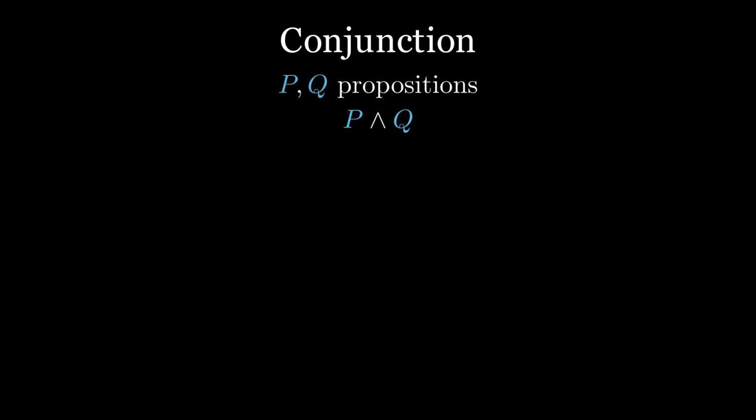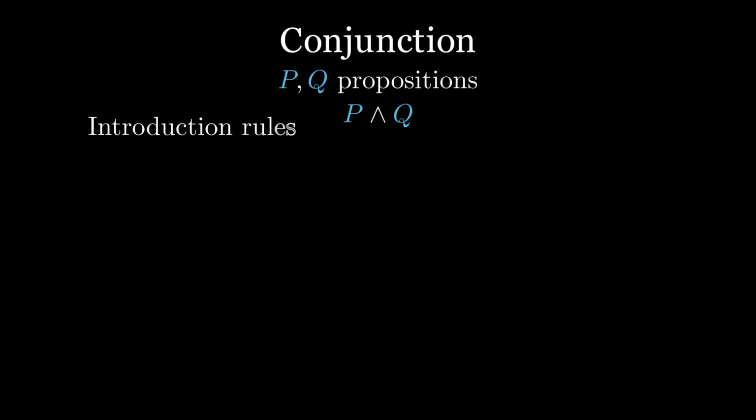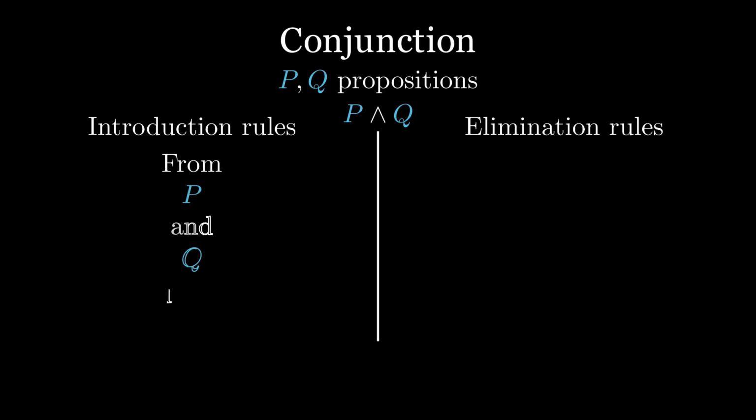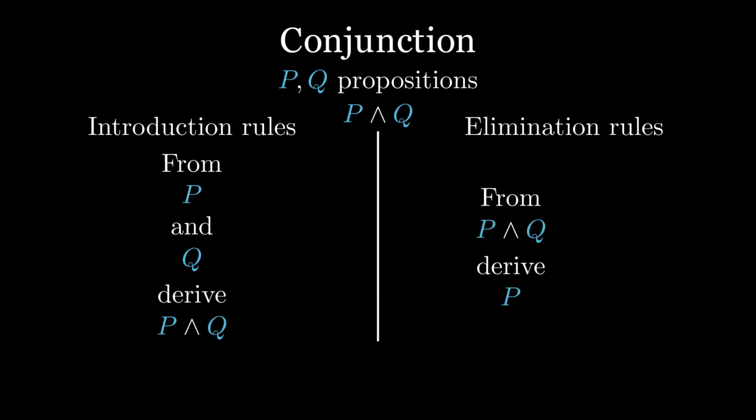We can split the rules for and into introduction rules, telling you how you can prove P and Q, and elimination rules, telling you what you can prove if you know P and Q. In this case, we have one introduction rule. You prove P and Q by proving P and proving Q. And we have two elimination rules. First, from P and Q, we can derive P, and second, from P and Q, we can derive Q.